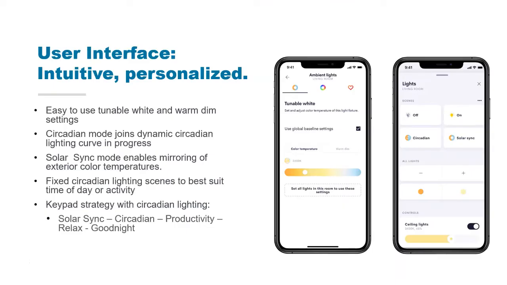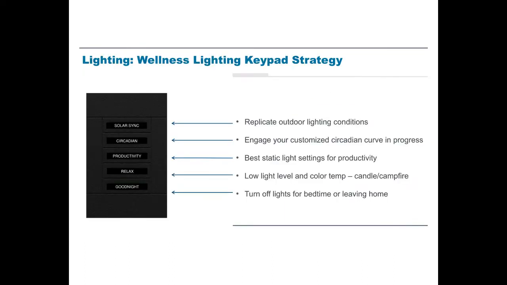In addition to automatically generated scene buttons for circadian mode and solar sync, personalization requires the ability to depart from the circadian curve with static scenes with the perfect color temperature and intensity for the task at hand. Easy personalization is a hallmark of Crestron's tunable lighting capabilities. Now that we have explored tunable lighting capabilities, let's examine a keypad strategy that includes wellness lighting.